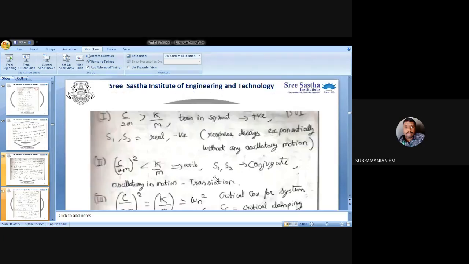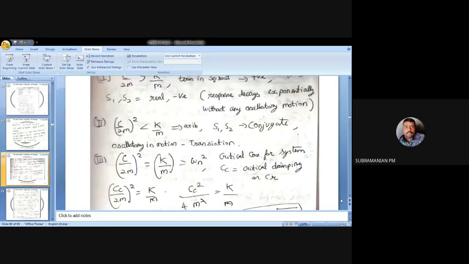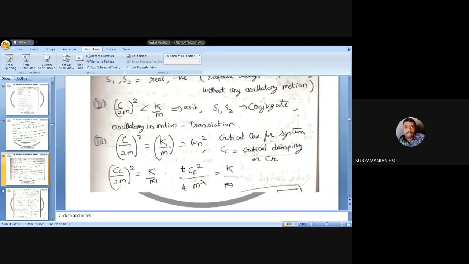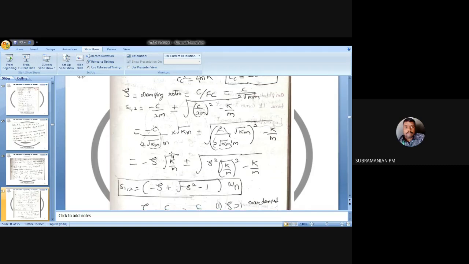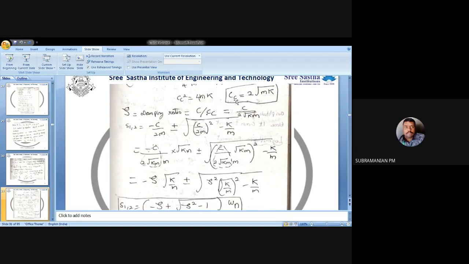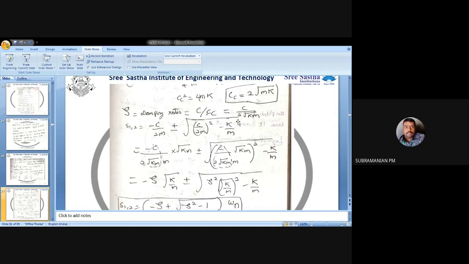And you have to see the expression for critical damping. You can see the expression for critical damping: cc squared by 4m squared is equal to k by m. You cancel the m. So we can write the expression for critical damping as 2 into root of mk. Okay. So the damping ratio will be C by cc, so C divided by 2 root km. Okay. So you have to remember this equation. Whatever equation I put in a box, you have to remember that.